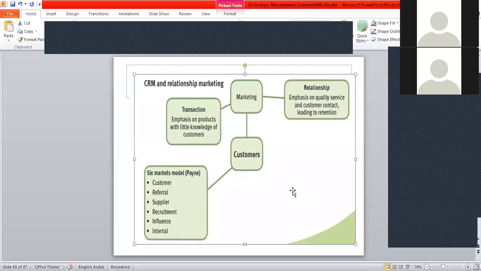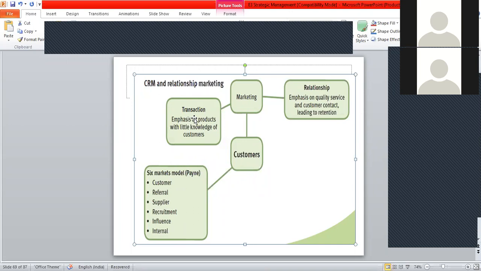Promotion of goods and services. Okay, promotion of goods and services. So there are two different types of marketing. One is transaction marketing, another one is relationship marketing. Transaction marketing emphasizes products with little knowledge of customers. So their focus is not on the customer, but only on their products. So there is little emphasis put on the customers.